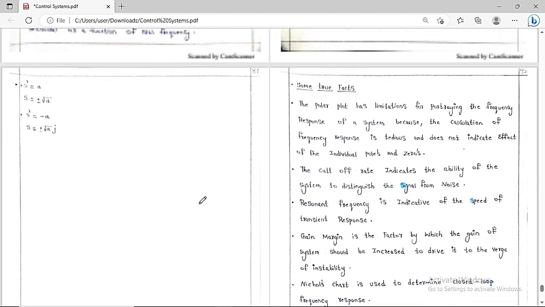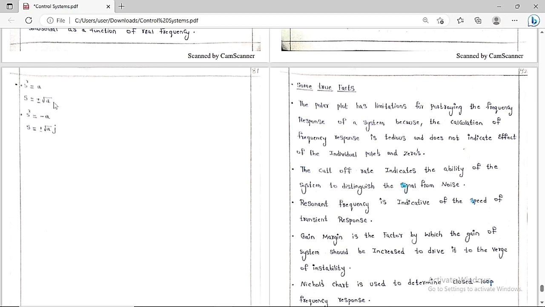The next point: suppose s square is equal to a, then what is the meaning of s? s is equal to plus or minus root a. This is the general way. Suppose s square is equal to minus a, then s is equal to root of minus a, which is equal to plus or minus j root a.